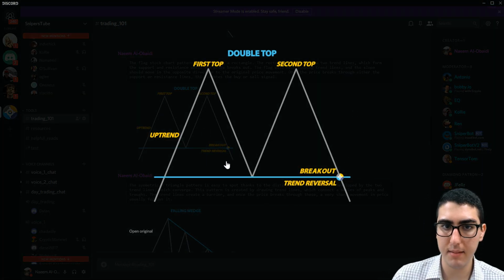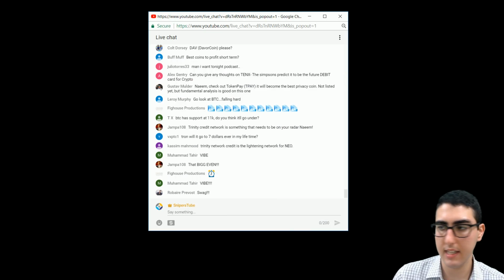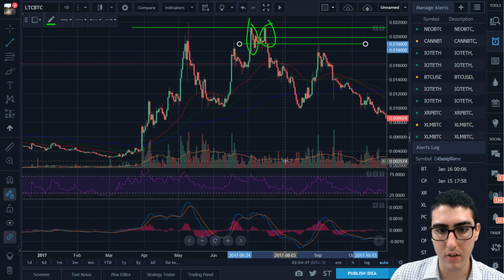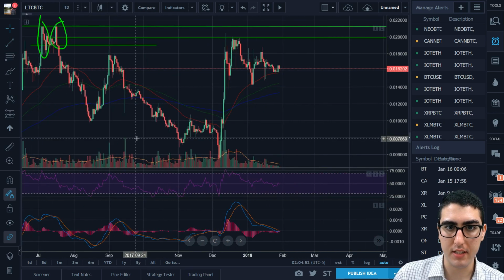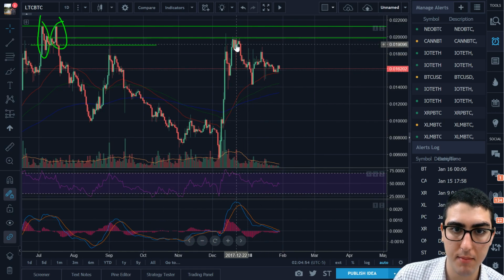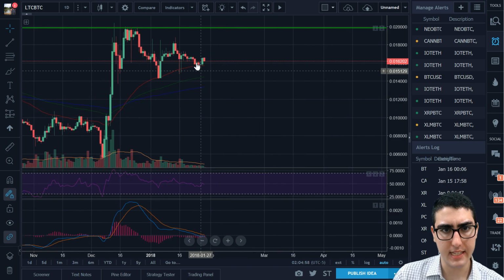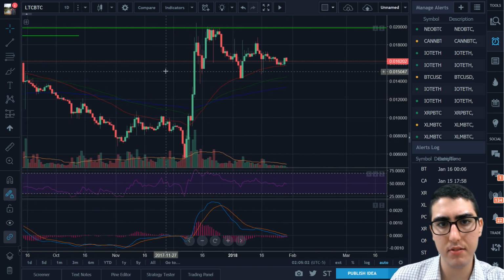So exactly what you're seeing here. You have this neckline that forms, then you have those two peaks. That's how the double top forms, and that's a form of reversal. That's why these patterns work, guys. Like I'm telling you, uptrend, first top, second top, breakout. Same exact thing that we saw here, and that's how this double top formed. We saw this reversal, very predictable. RSI was high, same exact thing.